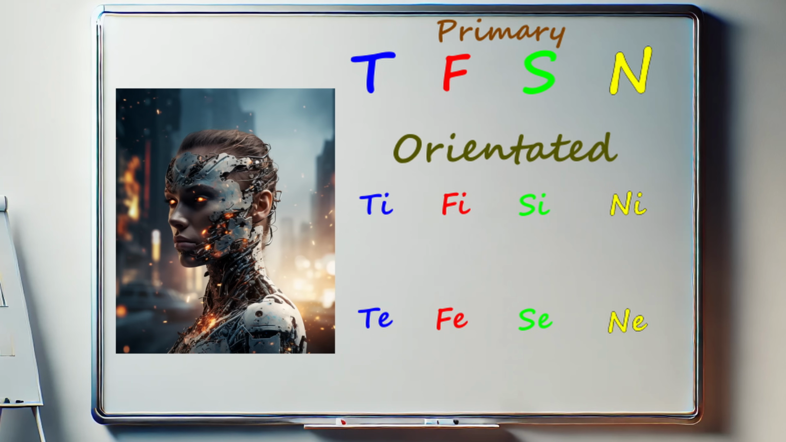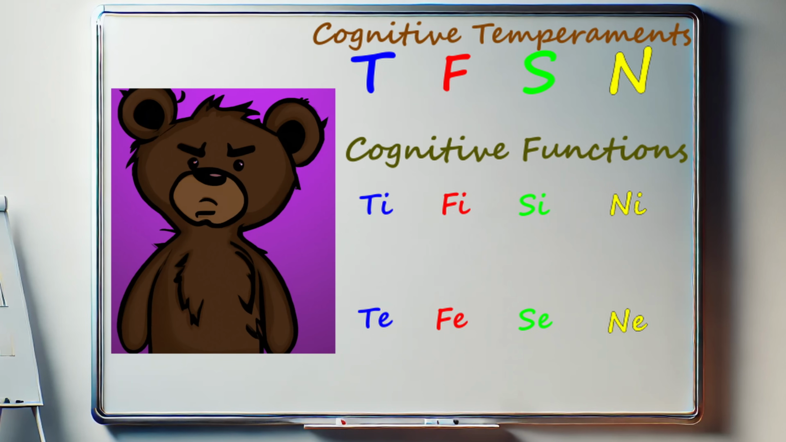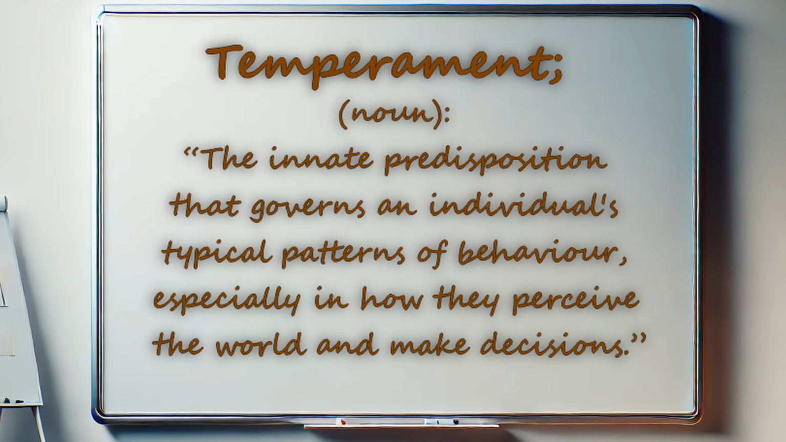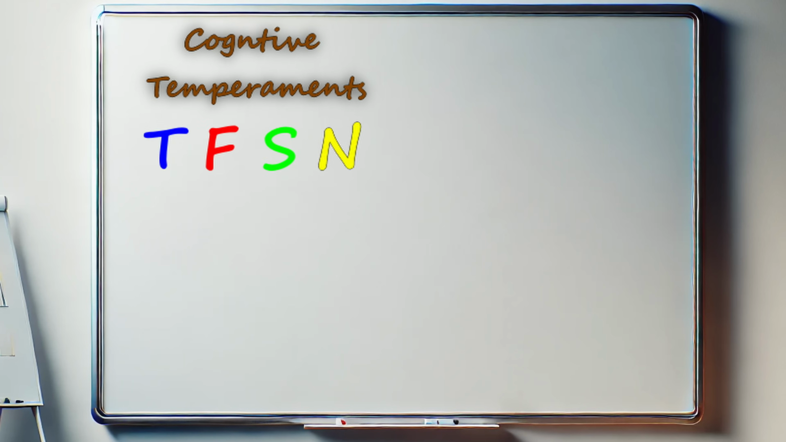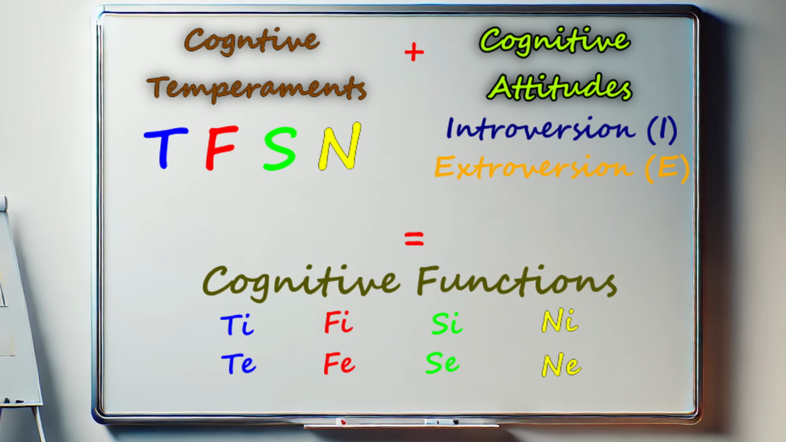Now, as I've said, some make the distinction in calling them primary and orientated, yet even that has their issues. That's why I propose calling the 4 primary cognitive functions as cognitive temperaments. Temperament, noun, the innate predisposition that governs an individual's typical patterns of behaviour, especially in how they perceive the world and make decisions. When the 4 cognitive temperaments are combined with the cognitive attitudes, you get the cognitive functions. It's a bit of a hassle, yet it will make more logical sense later on.